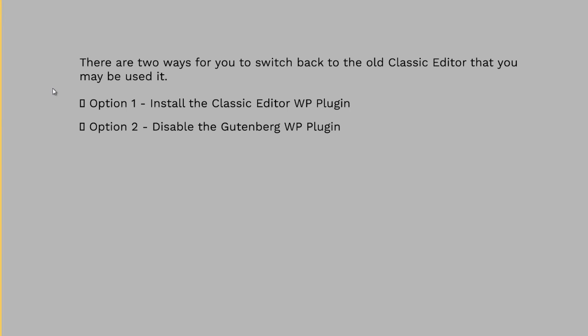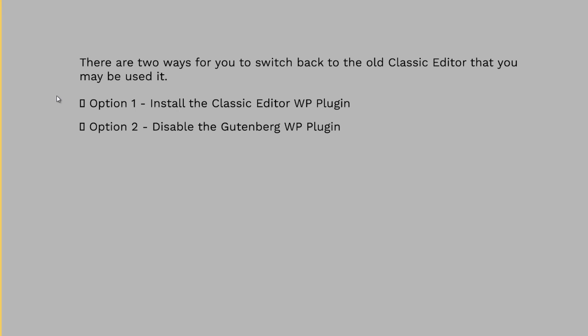Now, bear in mind that option 1 is what most of you are going to implement. Option 2, the reason why I included this was because some of your clients or some websites that might be outdated, that haven't been updated, may be utilizing the Gutenberg WordPress plugin. But nowadays, from now on, all of the WordPress updates include the Gutenberg editor built into it. So if that's the case, you will need to use option 1. Option 2 is very obvious. If somebody installed the Gutenberg WordPress plugin, they would simply need to disable it.